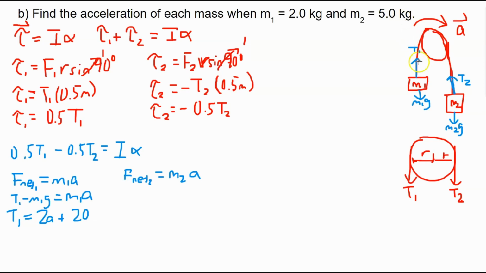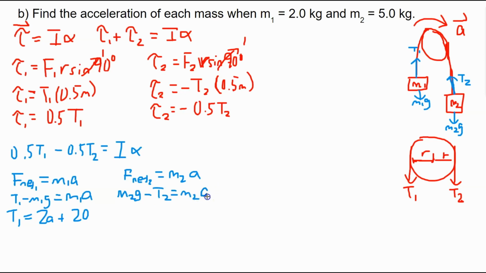Acceleration is going clockwise this way. So, what's the same direction as this acceleration? It's the gravity. Hence, gravitational force is going to be positive in our case. So M2G minus T2 is equal to M2A.